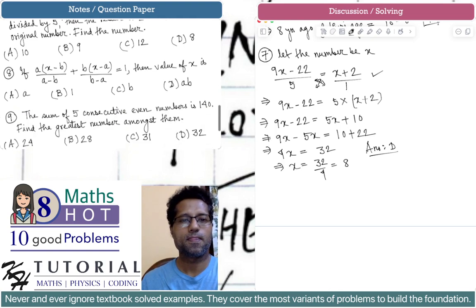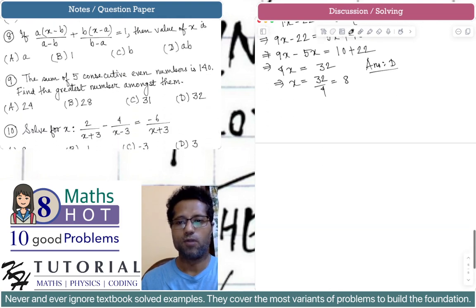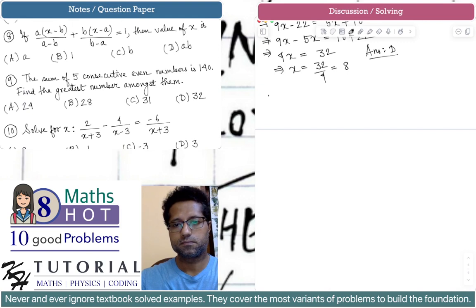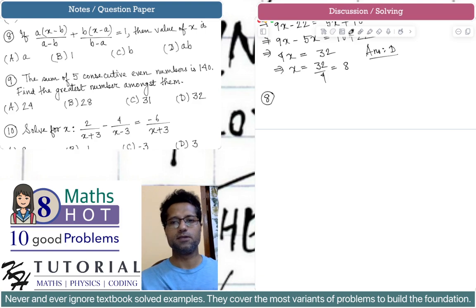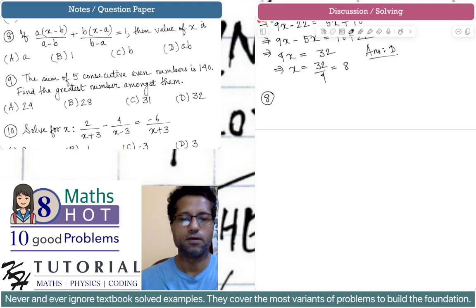Okay, let's do problem number 8. Basically we have to solve an equation. An equation is given and we have to find the value of x. Finding the value of x from a given equation means the same thing, that is, you have to find the solution or root of the given equation.